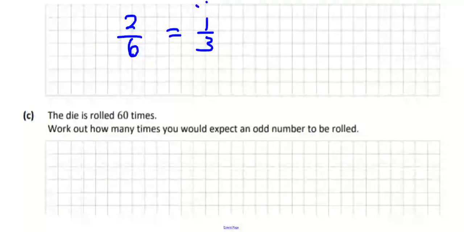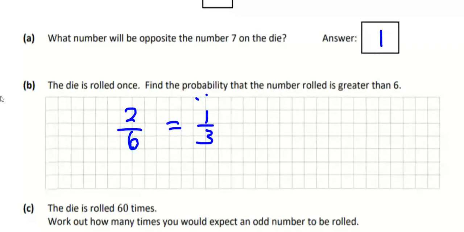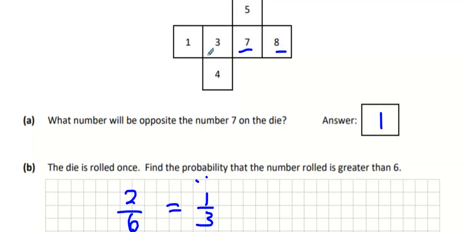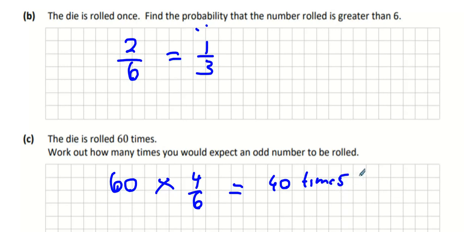Okay, next question. The die is rolled 60 times. How many times would you expect an odd number to be rolled? Well, 60 multiplied by the probability of getting an odd. How many odds do we have here? Well, we got 7, we got 5, we got 1 and 3. That's 4 out of 6 of them are odds. So multiply that by 4 out of 6, and you should get an odd 40 times. That's what you expect to happen, but it doesn't always happen that way.